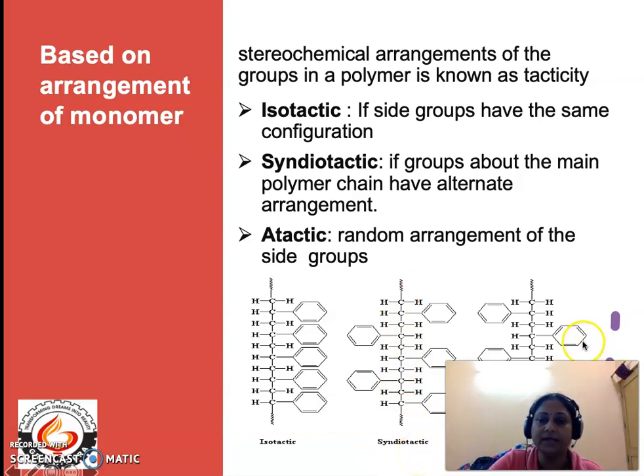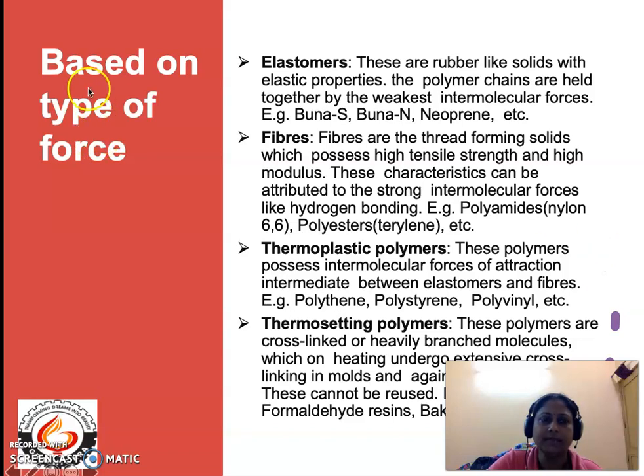But if there is a haphazard arrangement of the side groups, then we call them atactic polymers. Now, lastly, the classification is based on the type of force that holds the monomeric units. The first classification is the elastomers, and here the polymer chains are held together by the weakest intermolecular force. Examples are Buna-S, Buna-N, neoprene.